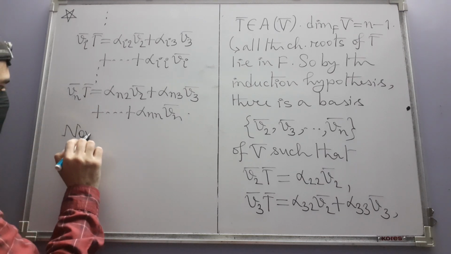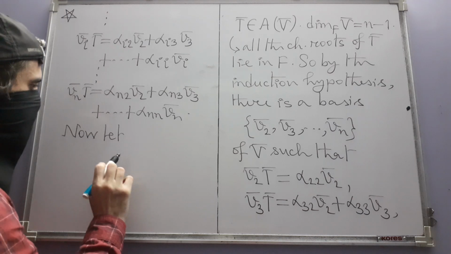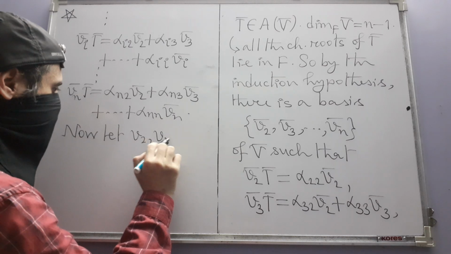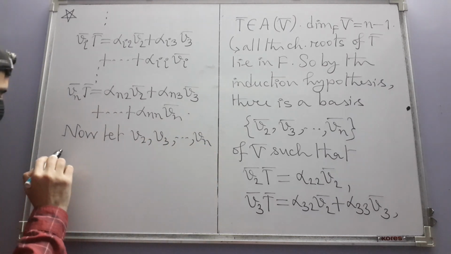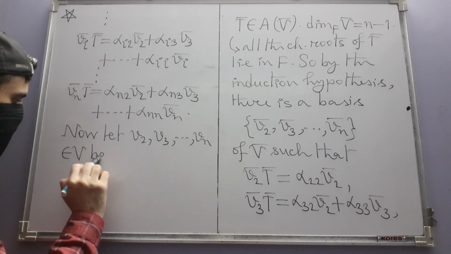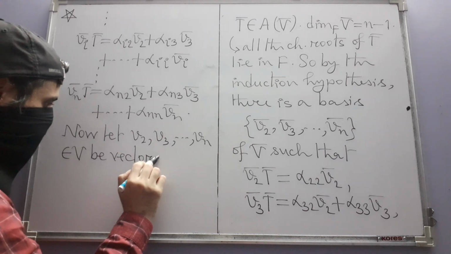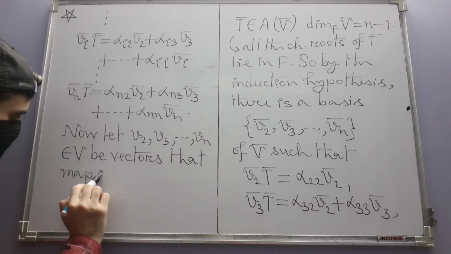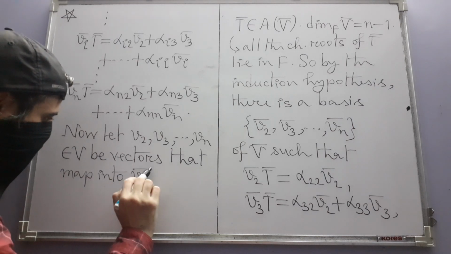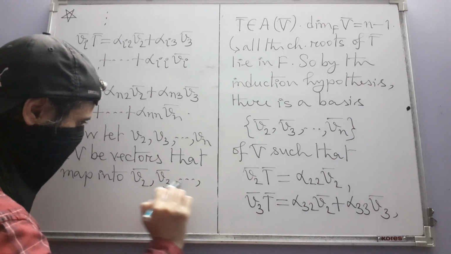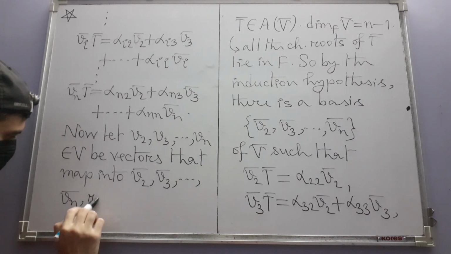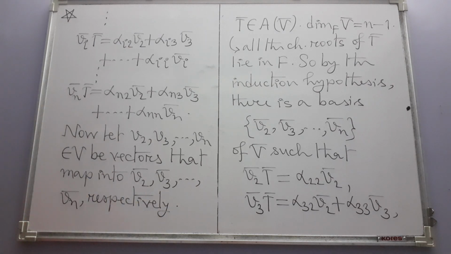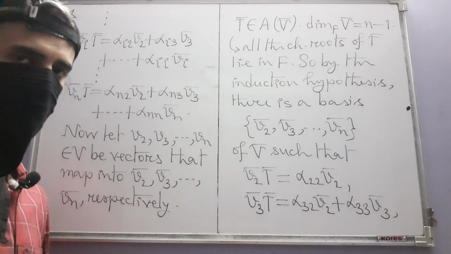So this is how the author has written. Now let V2, V3, etc., Vn in V be vectors that map into V2 bar, V3 bar, etc., Vn bar respectively. What is this "map into"? What does it even mean?